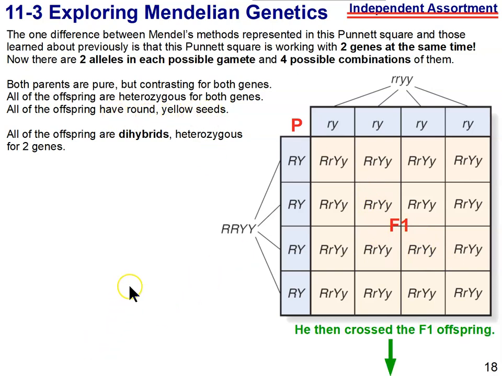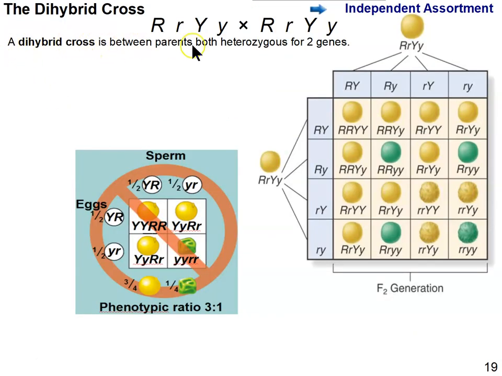So the fun begins when he went on from the F1 to the F2 generation. In other words, he actually self-pollinated individuals from the F1 generation here and looked at both genes. And that's what we refer to as a dihybrid cross, because we're crossing two dihybrids, two hybrids that are heterozygous for two genes. So a dihybrid cross is between parents both heterozygous for two genes. Both parents are dihybrids. It's a dihybrid cross.